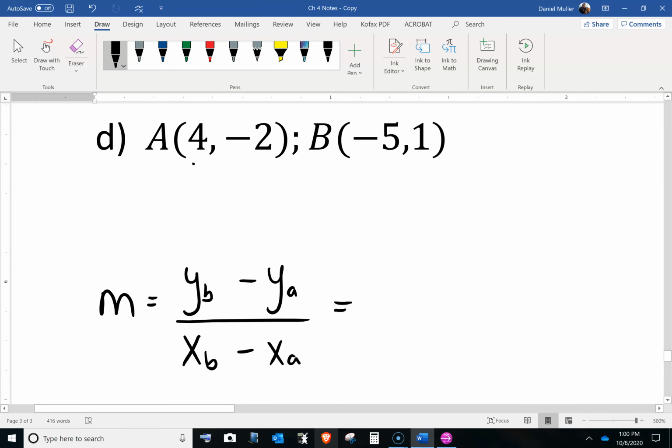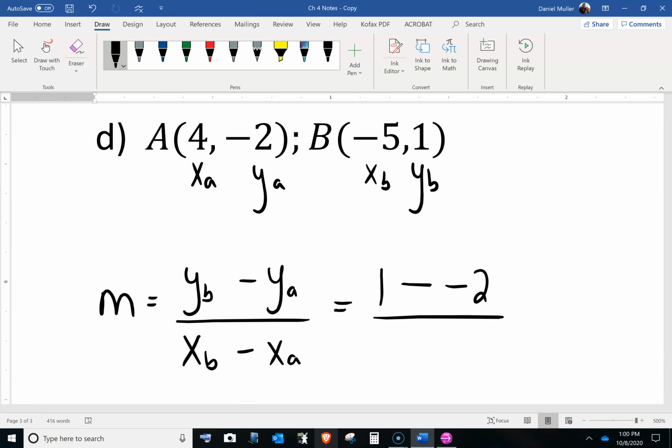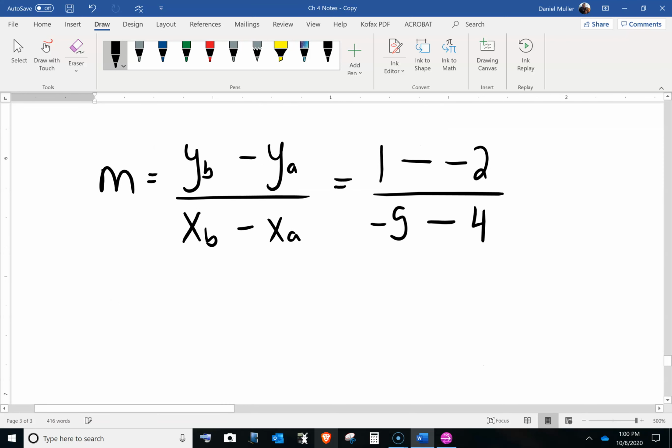So let's start by labeling x and y, x and y. Now this is A, and this one will be our B's. So YB is 1 minus YA is negative 2. So we have a minus minus here. XB is negative 5 minus XA is 4. Okay. So 1 minus minus 2 is the same thing as 1 plus 2. So that's going to be 3.